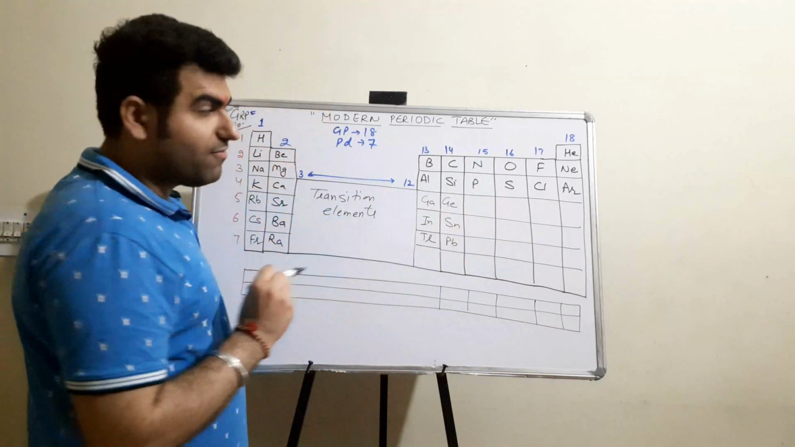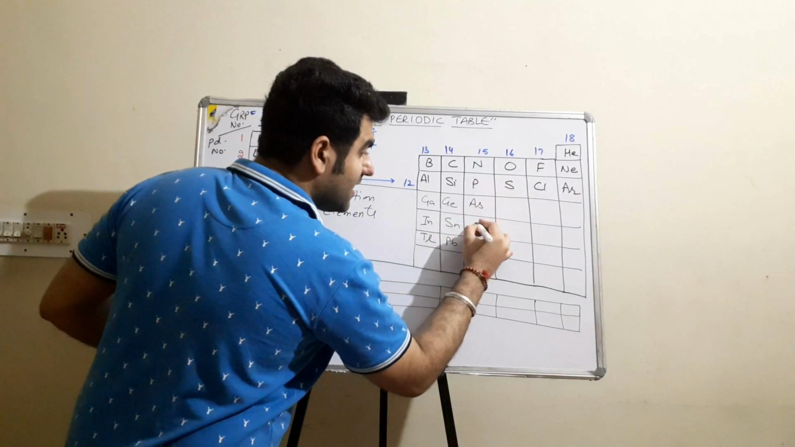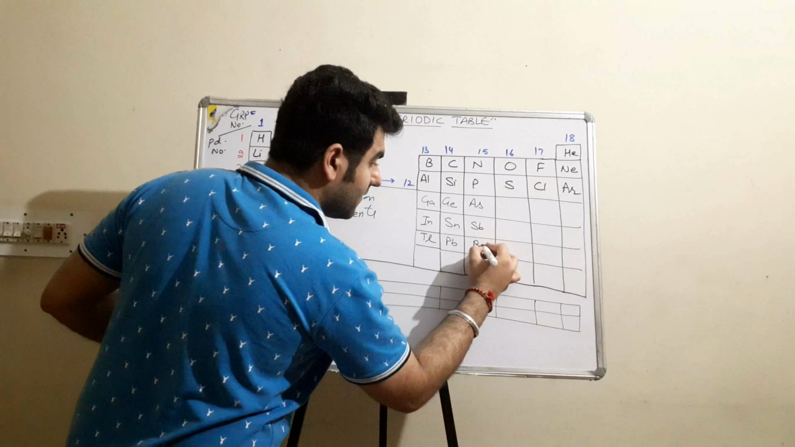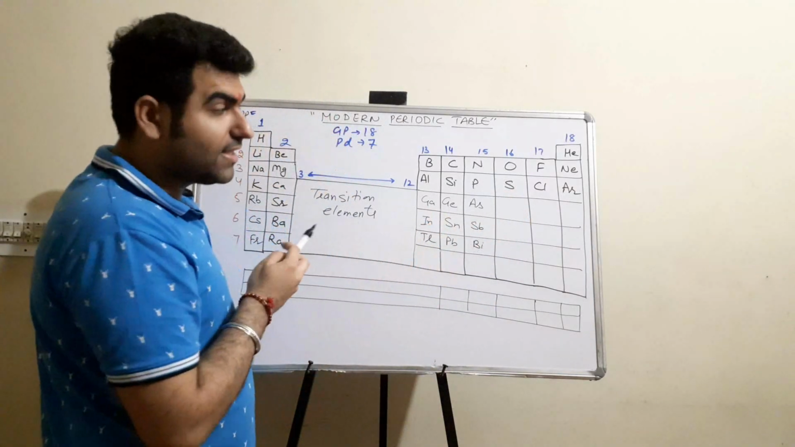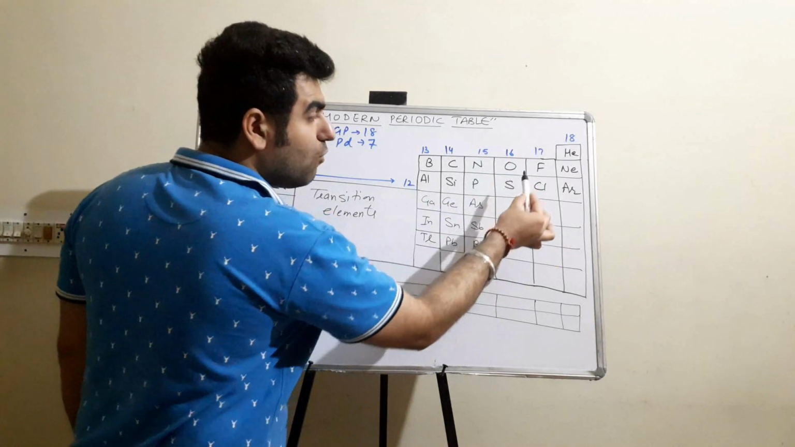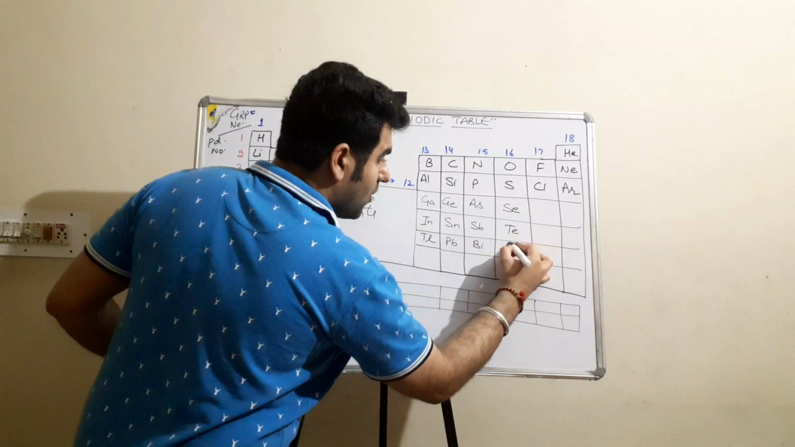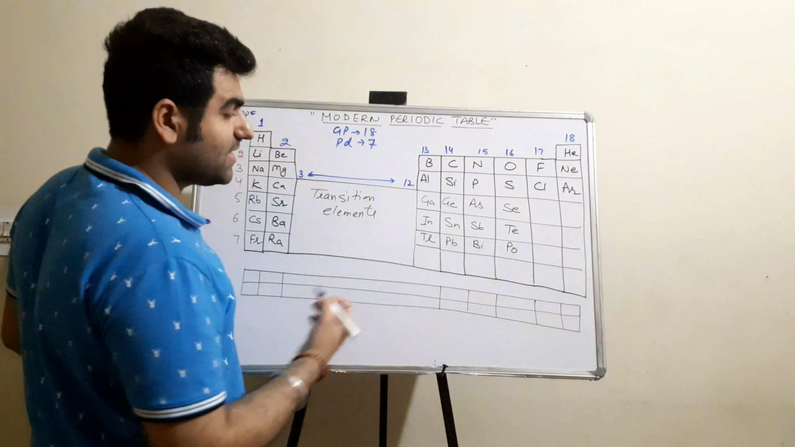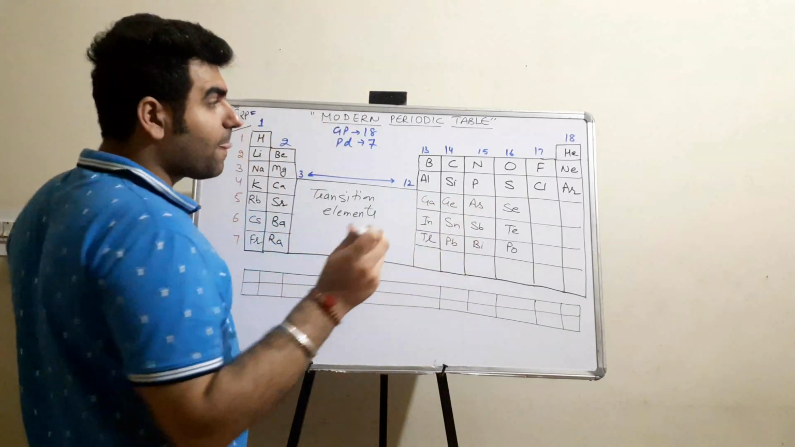Next is group number 15. Nahi pasand aise sab bhai. Next is group number 16. It is O style se tail polish.